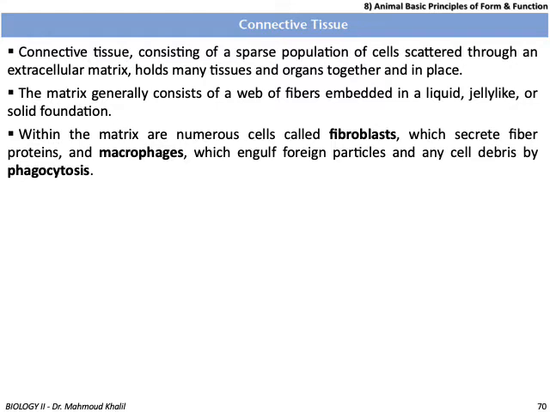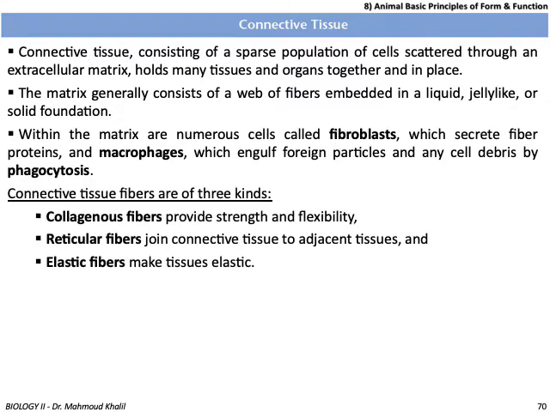Within this matrix, which has fibers, there are numerous cells called fibroblasts, which secrete fiber proteins, and there are also macrophages. A macrophage is a type of immune cell which engulfs foreign particles and cell debris by phagocytosis. The connective tissue fibers are of three kinds: collagenous fibers, reticular fibers, and elastic fibers.